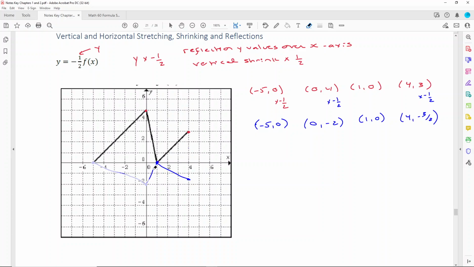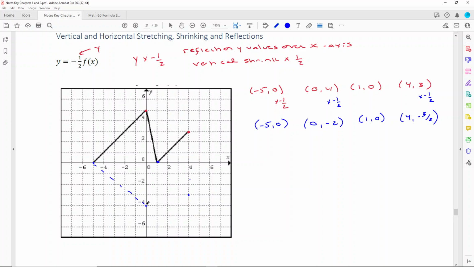Alternatively, you do one transformation at a time in order from left to right. In other words, we're going to do the reflection first. So I would take all my Y values. I don't have to write any points this way. I'm going to reflect them over the x-axis. So this point will stay, this one will go down to -4, this one will stay, and this one will go down to 3. And I get this intermediary graph.